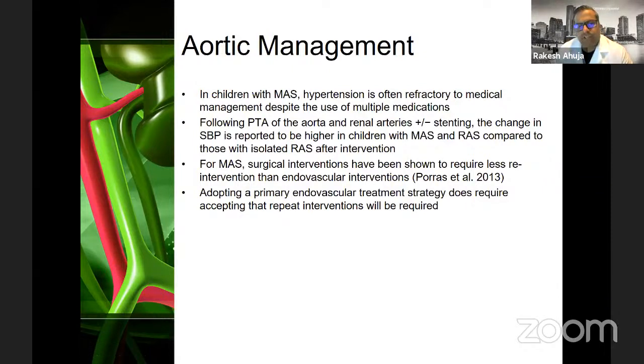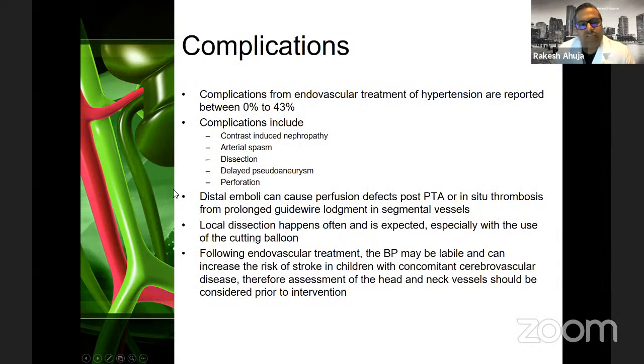Surgical interventions in mid-aortic syndrome have been shown to require less reintervention than endovascular interventions, but they come with their own complications and morbidities, which we are going to talk about. Adopting a primary endovascular treatment strategy does mean that repeat interventions may be required in future. Known complications range from 0 to 43%: contrast-induced nephropathy, arterial spasm, dissection, pseudoaneurysm, delayed perforation.